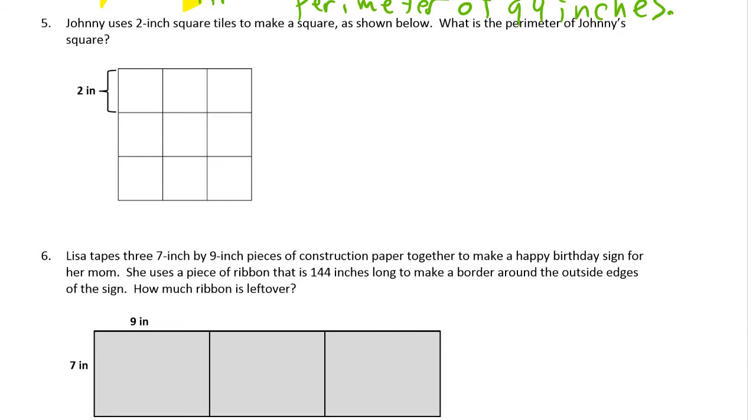Johnny uses 2-inch square tiles to make a square as shown below. What's the perimeter of Johnny's square? Well, these are all squares and they're all the same squares. So you can see if that's 2, this is 2, that's 2, that's 2, and so on around. So how many 2s are there?